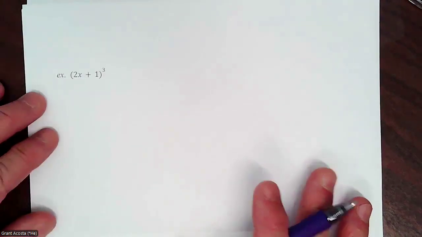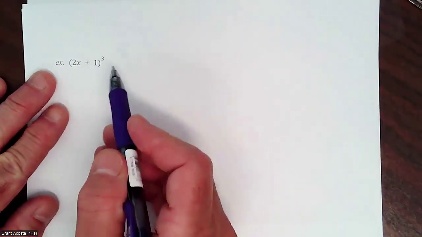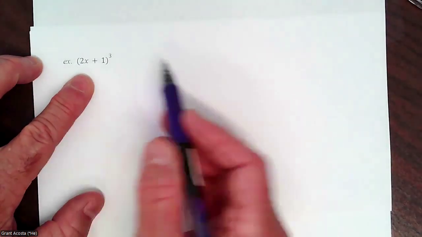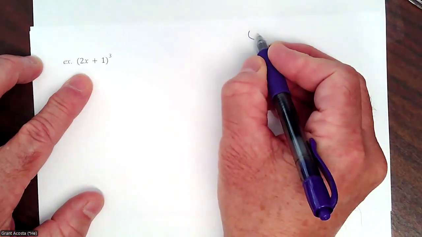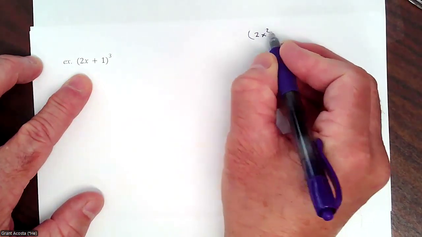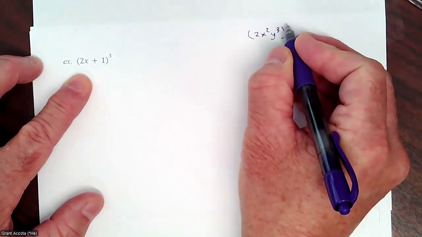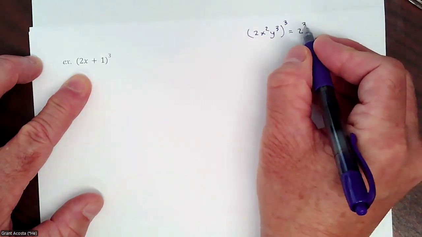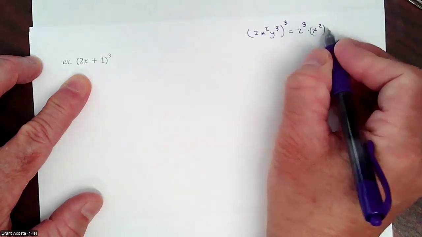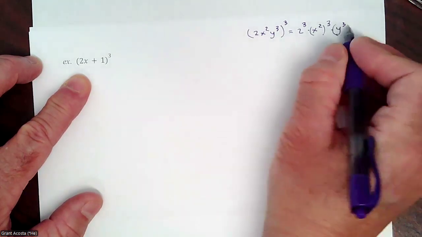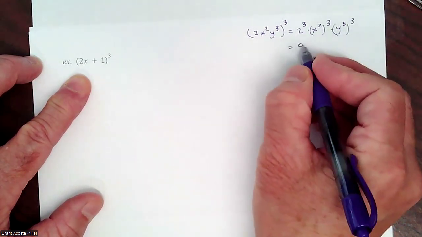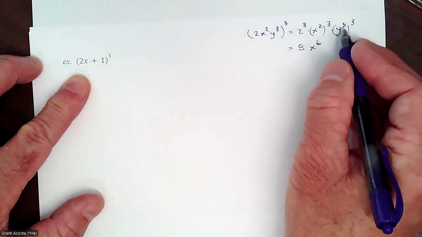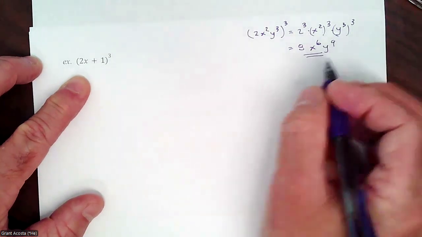So we've been talking about exponents, and in one of the previous videos we talked about the distribution law. You may remember, if I had, for example, 2x squared y cubed, and I was cubing it, I can distribute the cube to all three of those: 2 cubed times x squared cubed times y cubed cubed. 2 cubed is 8. Remember, I multiply the exponents, so that would be x to the 6th and y to the 9th.